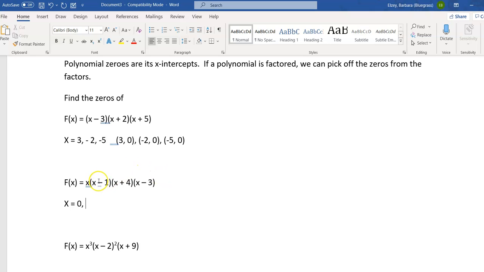Well, let's go to our next factor. That's going to be a plus 1. The next one's going to be a minus 4. And then the last one is going to be a positive 3. And again, order doesn't matter. We're just making a list.